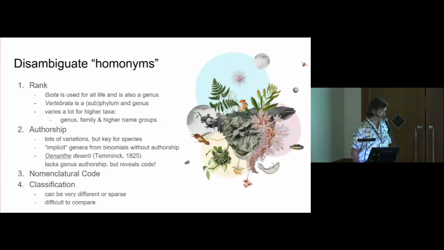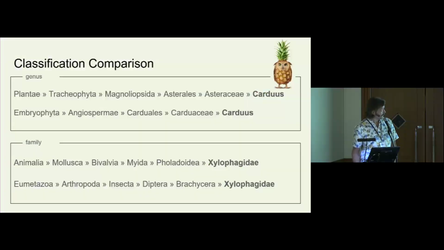And then there's the classification. If the sources have a classification, that's probably a very good source of knowing where it is placed, but they are very diverse, they can be very sparse, and it's really difficult to compare them. So there are two examples that are not as straightforward. The first one is the Cardus genus in plants, and both classifications have nothing in common if you just look at it.